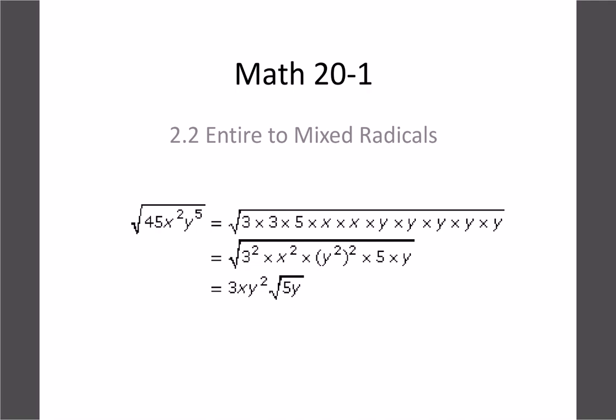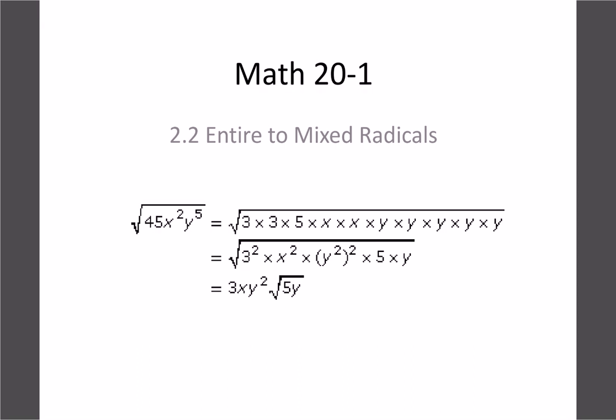Alright, so last lesson we converted from mixed to entire radicals. What we're going to look at today is the other way around. You're going to get a question that'll look something like that. We'll have 45x squared y to the fifth, and we're going to have to convert it into something that's 3xy square root 5y. So it's basically the exact same thing we did yesterday, except it's reversed.